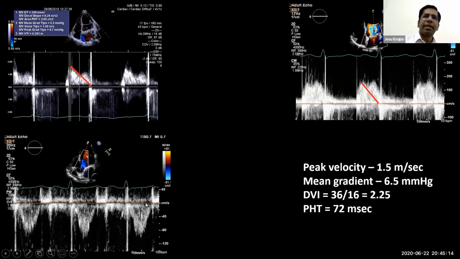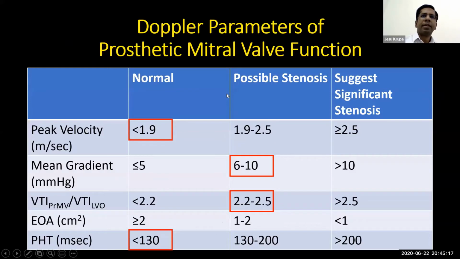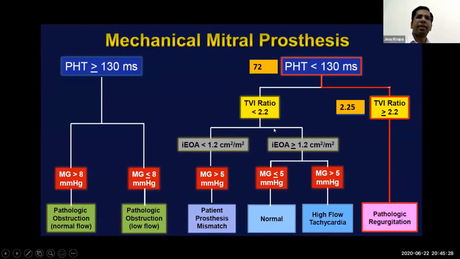This is the LVOT Doppler. So these are the parameters, 2 of them in the normal range and 2 of them in something like possible stenosis, slightly raised. So how did we come to this? This patient had a regurgitation, and that I'll just tell you. So the VTI was 2.25, which is elevated. Pressure half time, however, is less than 130. So that is why we don't go down this path.